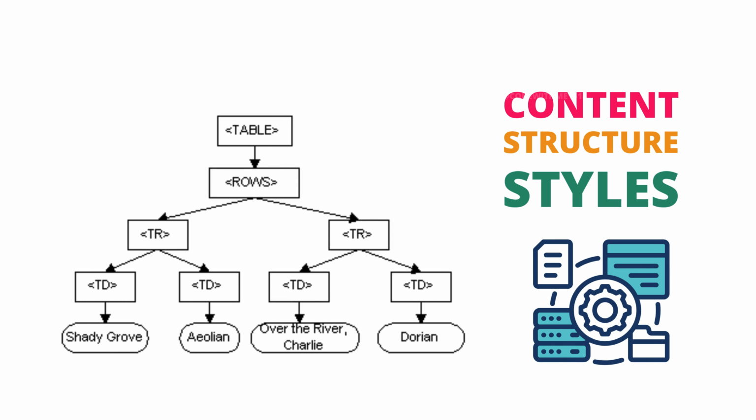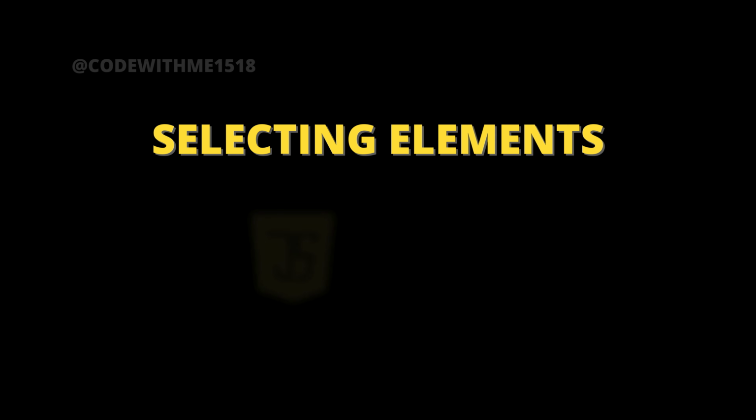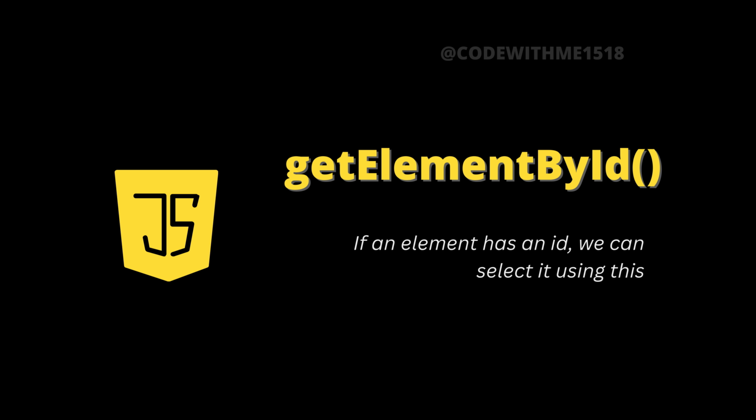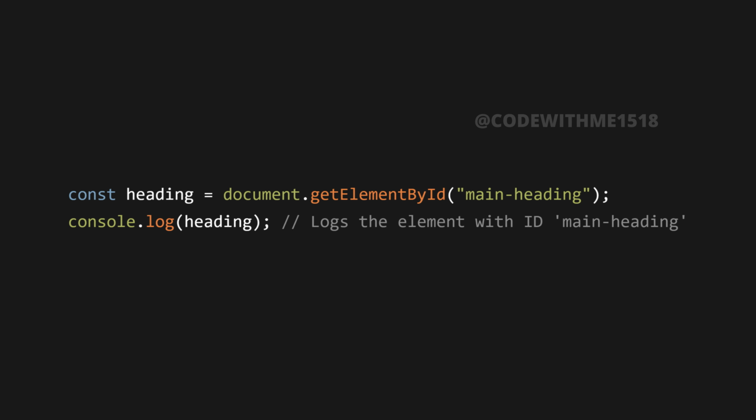So let's get started. Selecting elements. Before we can manipulate elements, we need to select them. JavaScript provides several methods for this. Using getElementById. If an element has an ID, we can select it using getElementById. const heading = document.getElementById('main-heading'); console.log(heading); logs the element with ID main-heading.